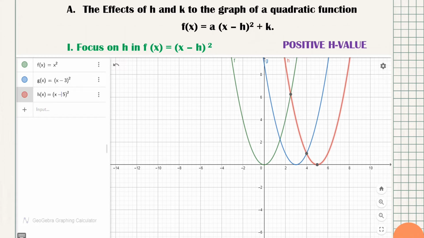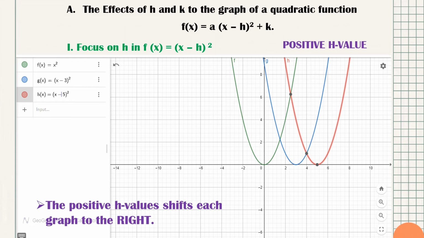As you can see, the graph moves to the right of the Cartesian plane. Therefore, when our h has a positive value, the graph shifts to the right.